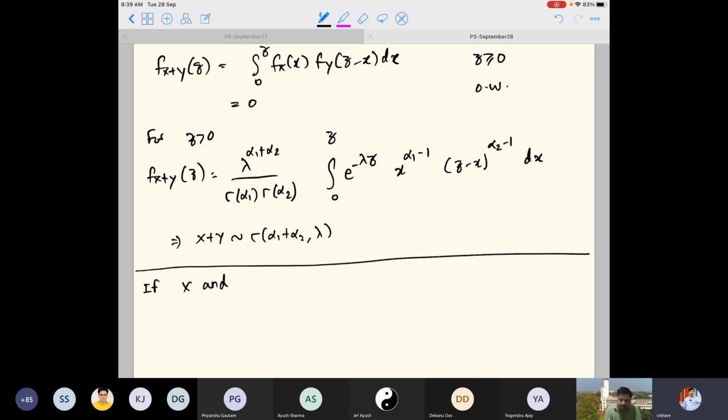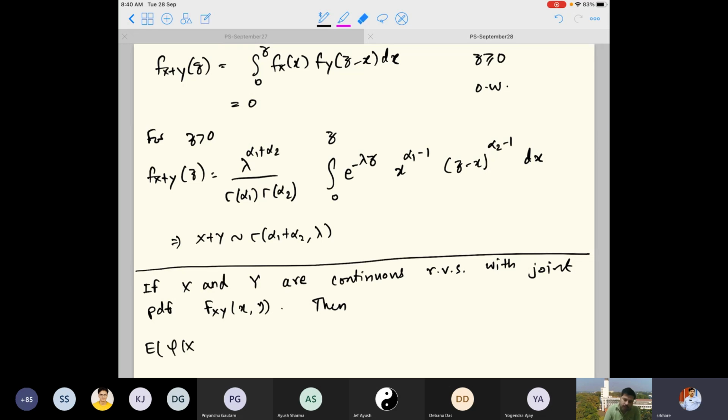So if X and Y are continuous random variables with joint PDF f(x, y), then the expectation of h(X, Y), using the same notation that we have used, is defined as the double integral of h(x, y) f(x, y) dx dy, if this exists. So this is how we define expectation.